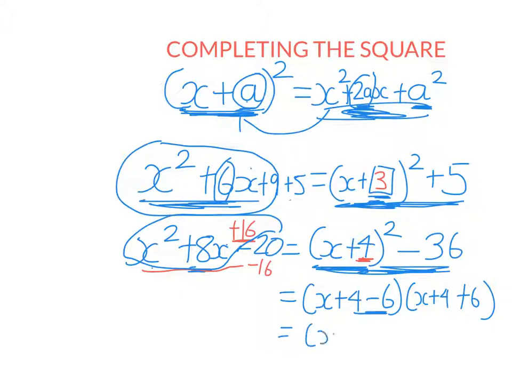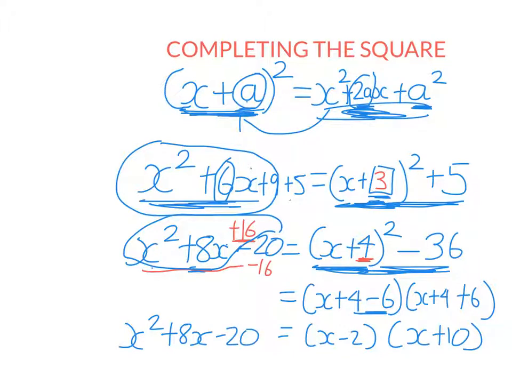Of course, 4 minus 6 is just minus 2, and then I've got x plus 10. So I have factorized x² + 8x − 20 using completing the square.